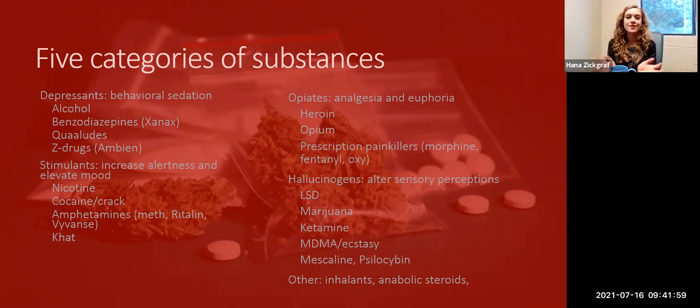Opiates bind to endogenous opioid receptors, and they have the same effect exogenously that our endogenous opioids do. They help to relieve pain, so they provide analgesia, and they improve our mood. They promote a feeling of euphoria. Hallucinogens are any drug that alters our sensory perceptions in any way. So LSD, marijuana, ketamine, MDMA, all of these drugs work by altering the way that we experience sensations. And then there's this other category that are just drugs that don't fit into the other four. And these include mostly things like inhalants, so like keyboard cleaner and paint, and anabolic steroids.